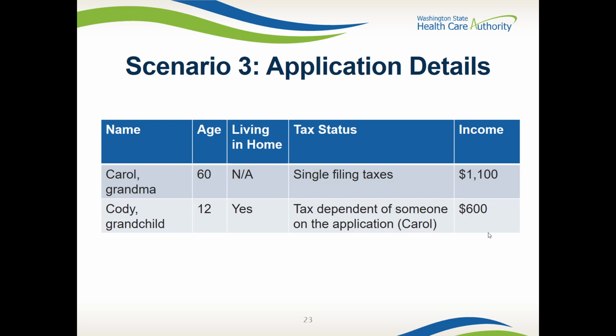Here is the application details. Take a moment to review this slide. As you can see, Cody receives a $600 monthly per capita distributions from gaming. Therefore, his income will be countable since it meets the tax filing threshold.